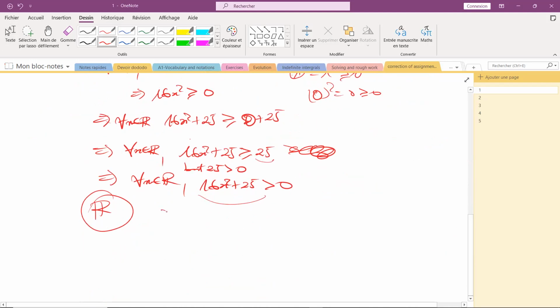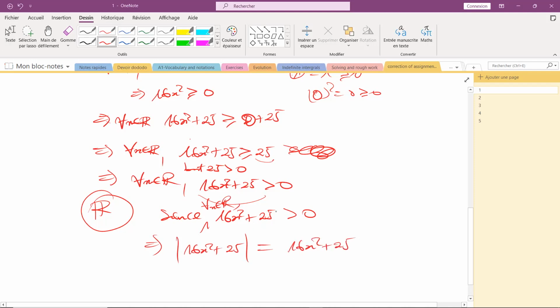From there, since for all x belonging to R, 16x squared plus 25 is always strictly greater than 0, it implies the absolute value of 16x squared plus 25 must be equal to what? It must be equal to 16x squared plus 25. The absolute value of a positive number is that positive number. This is the definition of absolute value.